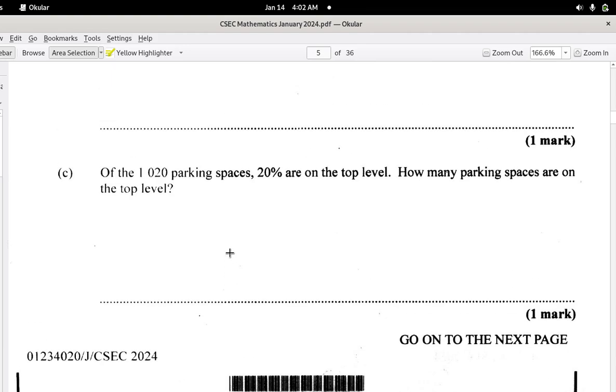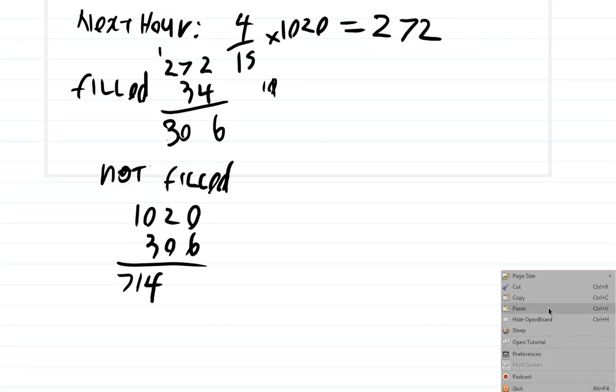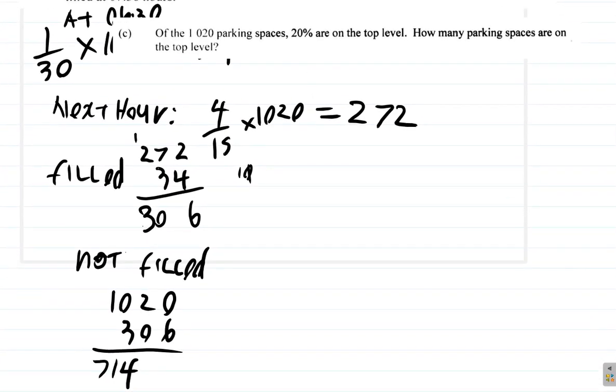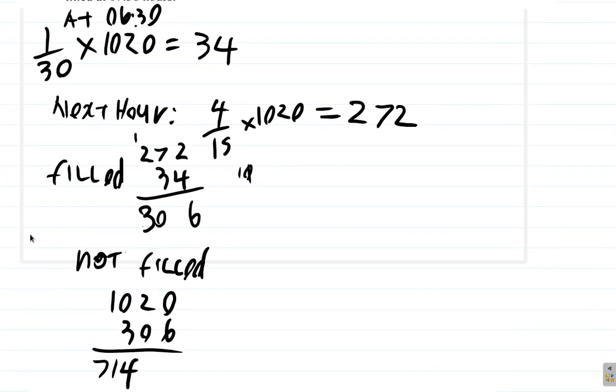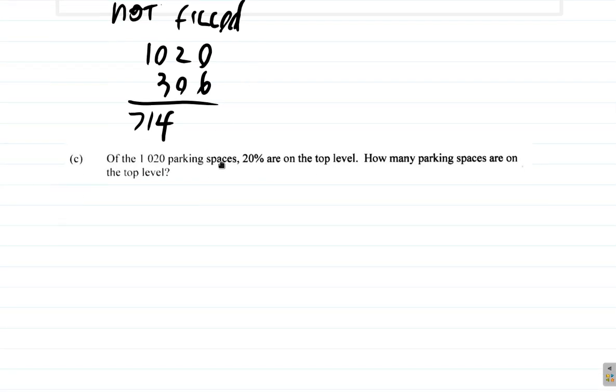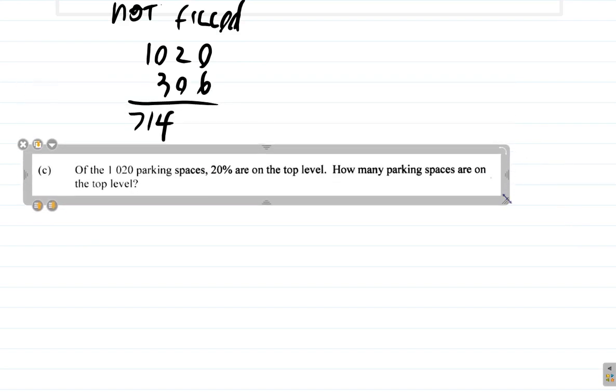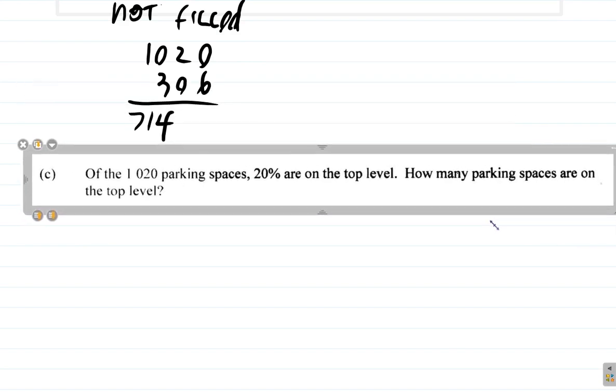Of the 1020 parking spaces, 20% are on the top level. How many parking spaces are on the top level? Well, part C, 20% are on the top level. So they're asking you how many are there on the top level. Let me drag this part of the question down here, and we'll find out how many parking spaces are on the top level.